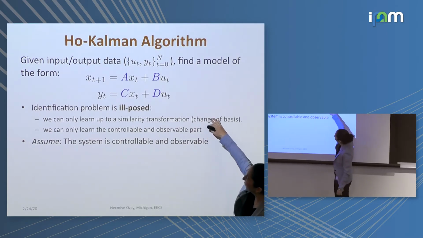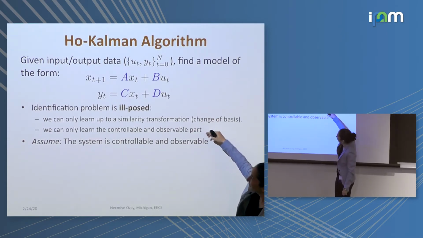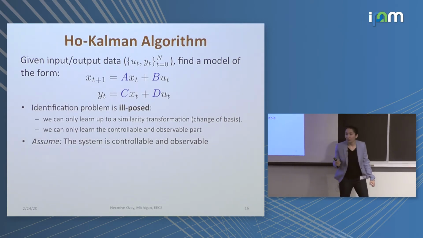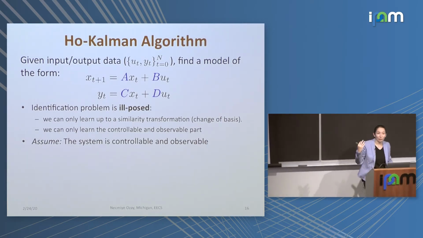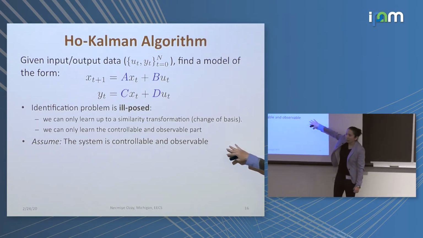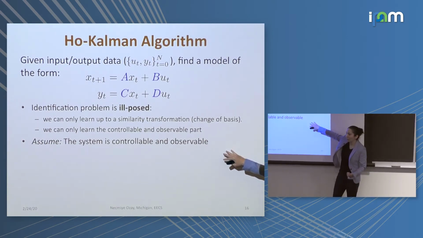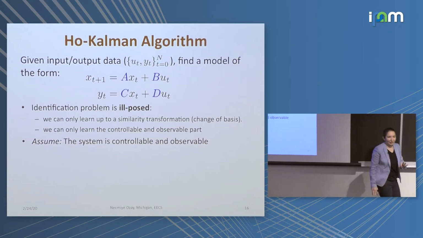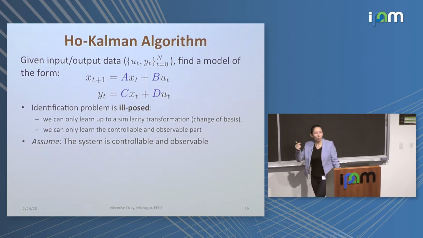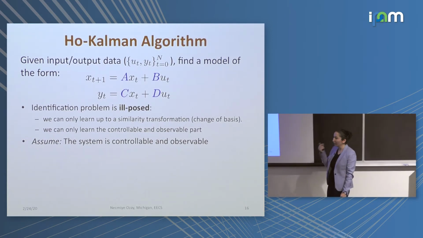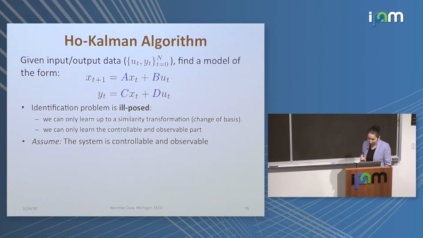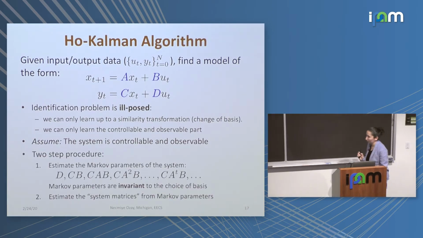And even up to a similarity transformation, I can only learn the controllable, observable part of this system. So if there are some uncontrollable or unobservable modes, I won't be able to learn them. We will assume the system is controllable and observable. And this will pop up in some of the results, how uncontrollability or unobservability can hurt you. So Ho-Kalman is a two-step procedure.